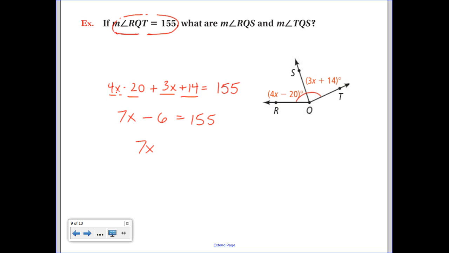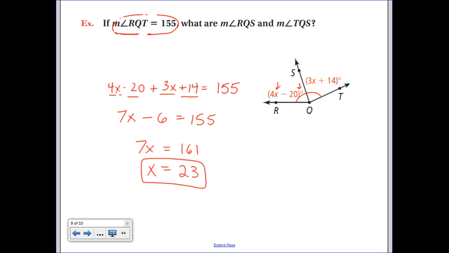7x equals, I've got to add 6 to the other side, so 161. And then divide both sides by 7. And x equals 23. This time I don't want to put degrees on that answer, because if you look at where x is right here, x is not a degree measurement, x is just a variable. The whole quantity 4x minus 20 has the degree symbol on it already, so you don't need to put degrees on your x, because there's already a degrees up there labeled in the picture.